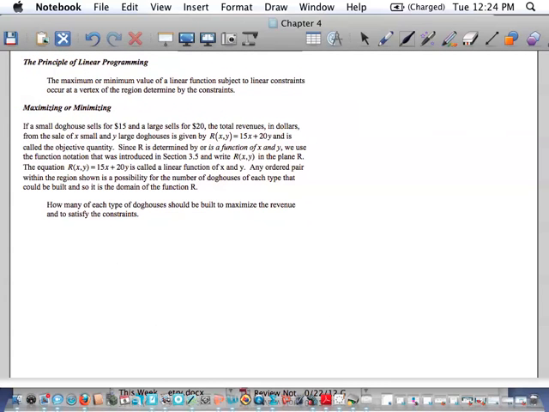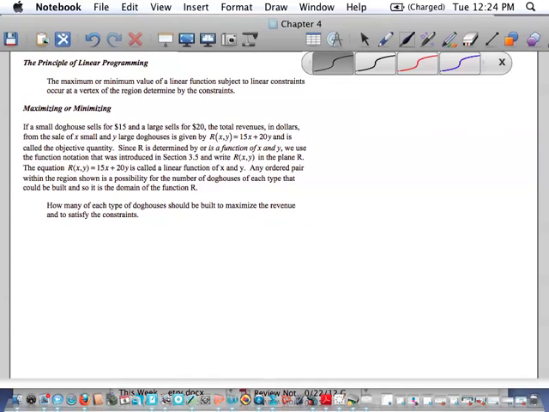Okay, let's take a look at the idea of maximizing or minimizing this system. The maximum or minimum value of a linear function subject to linear constraints occurs at a vertex of the region determined by the constraints. So now you can see why we chose to get those vertices, because that's what we're going to use. Now, maximizing or minimizing: if a small doghouse sells for $15 and a large doghouse sells for $20, the total revenue in dollars from the sale of x small and y large doghouses is given by the function R(x, y) = 15x + 20y and is called the objective quantity.